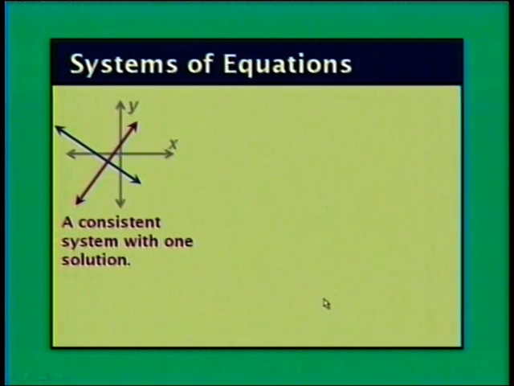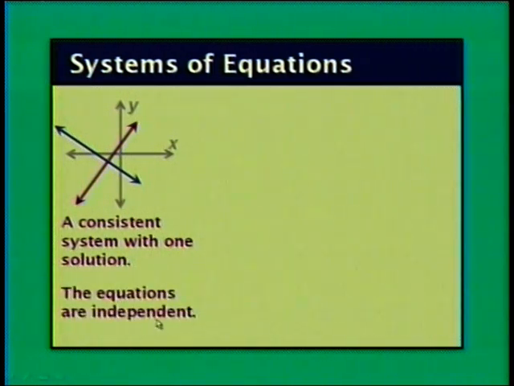Here we have a system that presumably graphs to these two lines. And we see that the two lines intersect in a single point. So there is a solution to the system. It's this point of intersection. So this is a consistent system with exactly one solution. The equations are independent because they graph to two distinct lines.